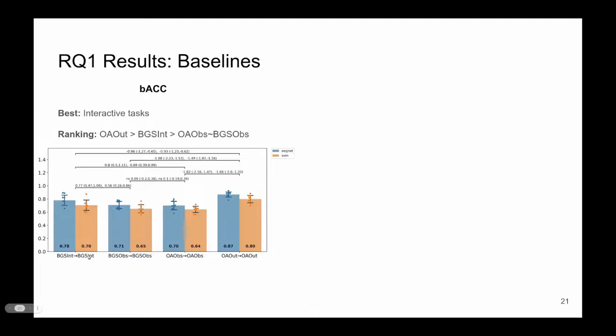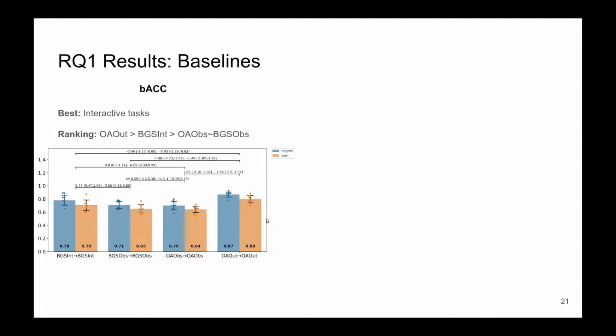So I just want to quickly go through some of the initial results from our paper and summarize them here. For the first research question we're interested in, do distinct ErrP signals produce easier classification problems? We can start by analyzing that by looking at the baselines. This is when we have the same source and same target task. So you can think about BGS int to BGS int as a baseline. We're using the same source and target data.